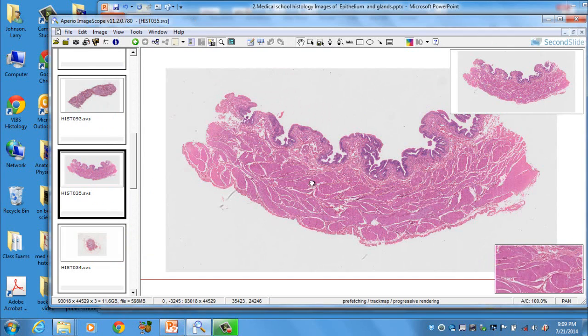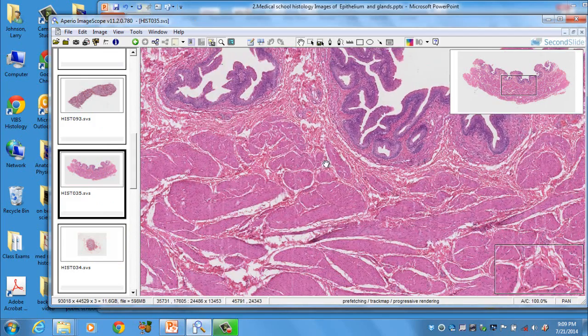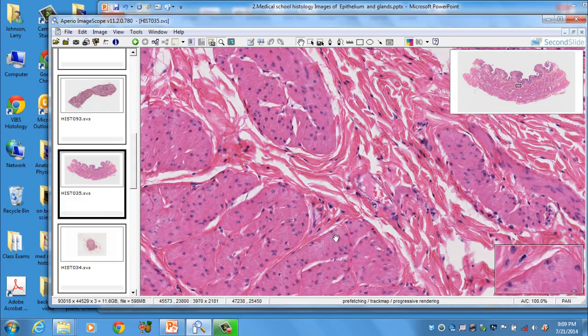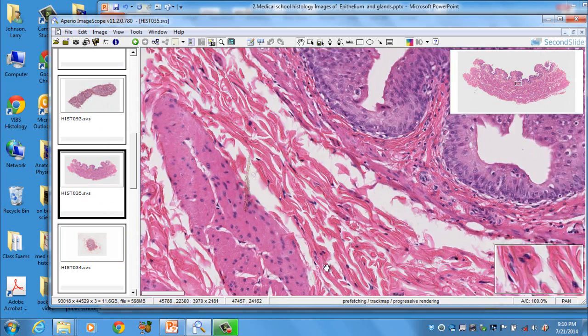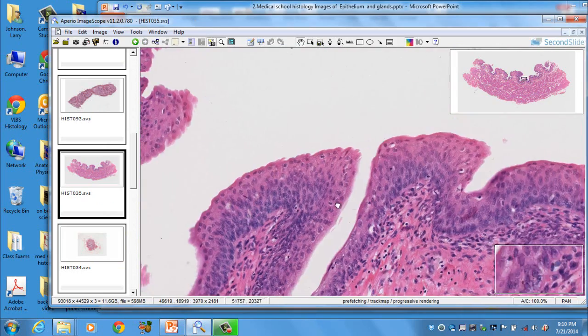If we look at this, there's the bladder. This is the outside of the bladder. This is a muscle layer of the bladder. So we see smooth muscle cells, collagen in through there, and fibroblasts, of which we see the nuclei. But in the lumen is where we're going to see the transitional epithelium.